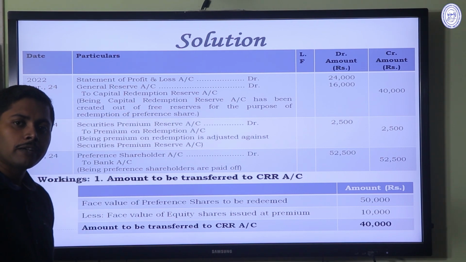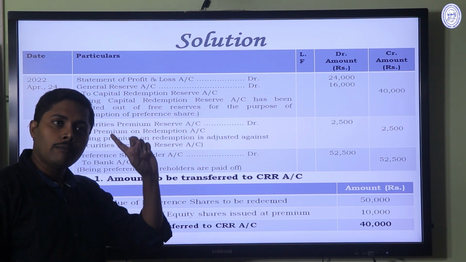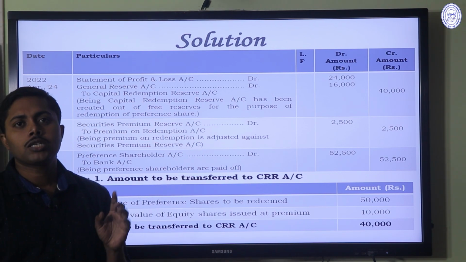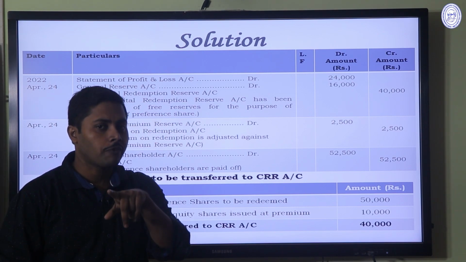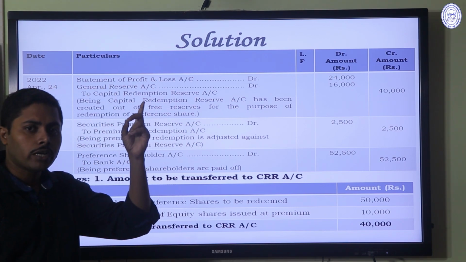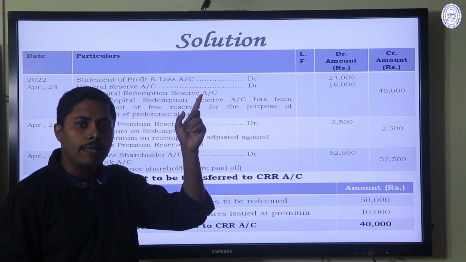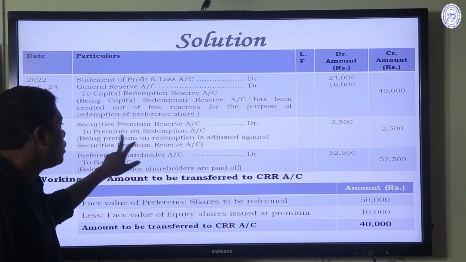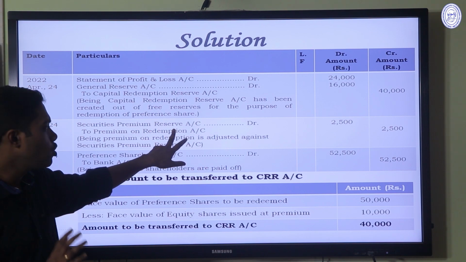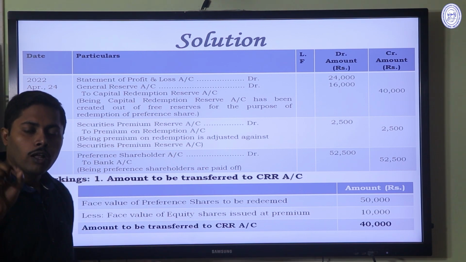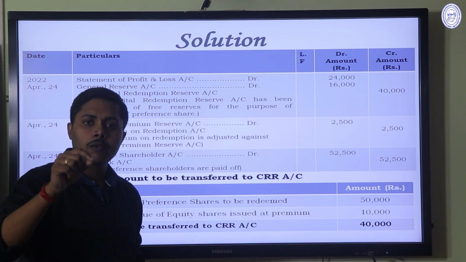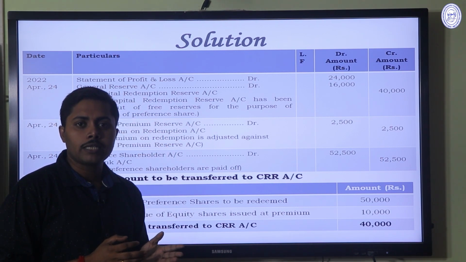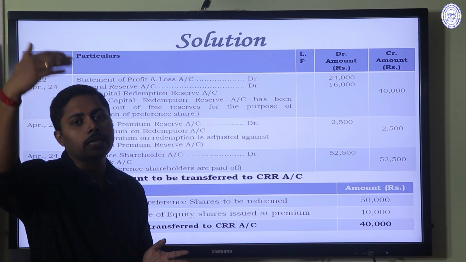Next you have to make adjustment for the premium on redemption. At the time of making entry for the amount due to the preference shareholder, we made preference share capital account debit, premium on redemption account debit, to preference shareholder account. So the premium on redemption account was debited at that time. For this, the journal will be securities premium reserve account debit to premium on redemption account. I think it is clear to you all that first of all, securities premium will be used for making adjustment of premium on redemption. If the balance does not permit in securities premium reserve, then we will go for profit and loss, then general reserve.